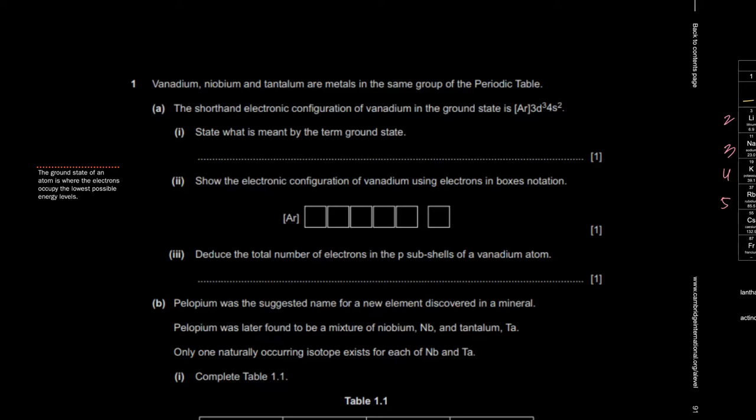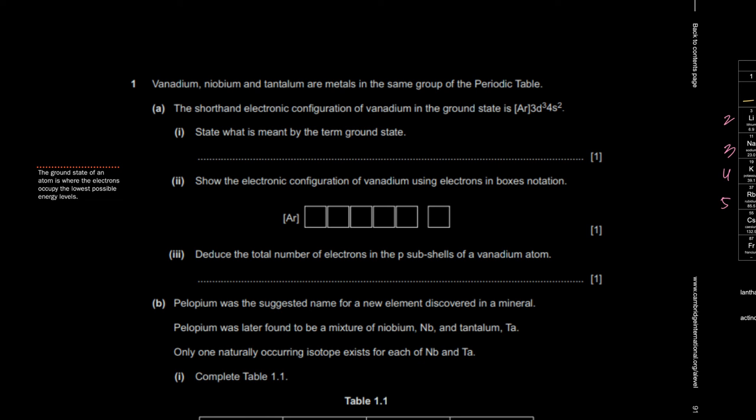Okay, this question says vanadium, niobium, and tantalum. The names are so funky, but they are metals in the same group of the periodic table. The shorthand electronic configuration of vanadium in the ground state is argon 3d3 4s2. State what is meant by ground state.